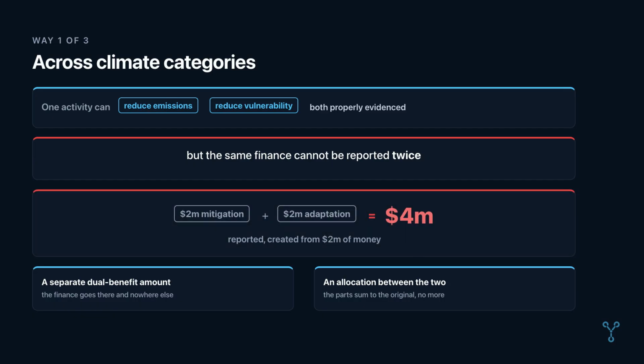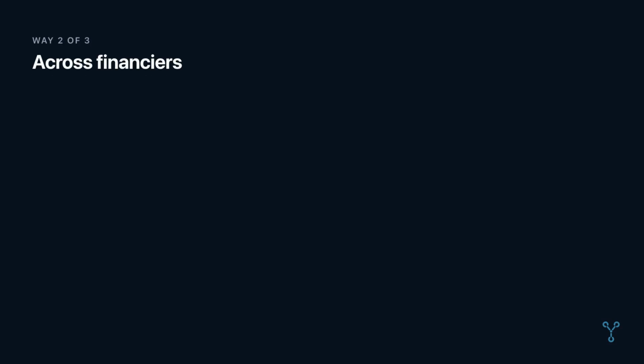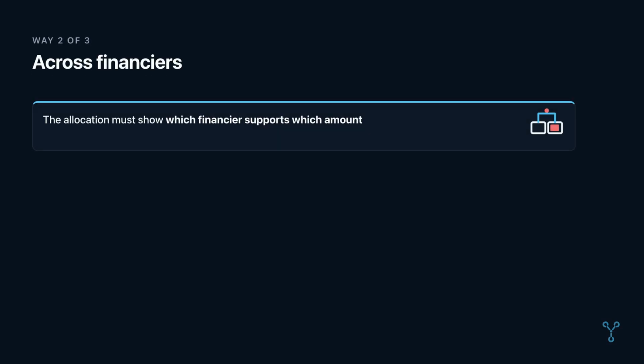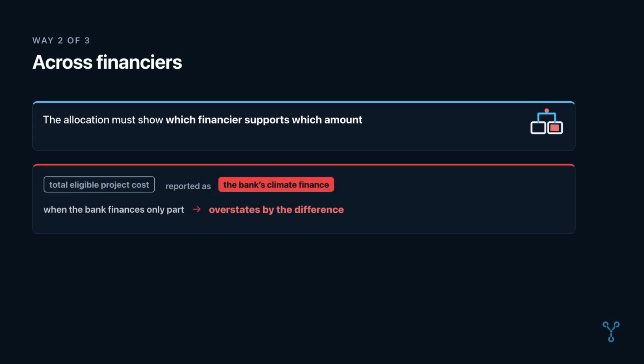$2 million reported as $2 million of mitigation and $2 million of adaptation is $4 million of reported climate finance, created from $2 million of money. Which treatment applies is the reporting institution's decision, not yours. Find the current instruction. Record it with its source. Make the amount appear exactly once. Across financiers, if the government and the bank both fund a cost category, the allocation must show which financier supports which amount. Reporting the total eligible project cost as the bank's climate finance, when the bank finances only part of it, overstates by the difference.